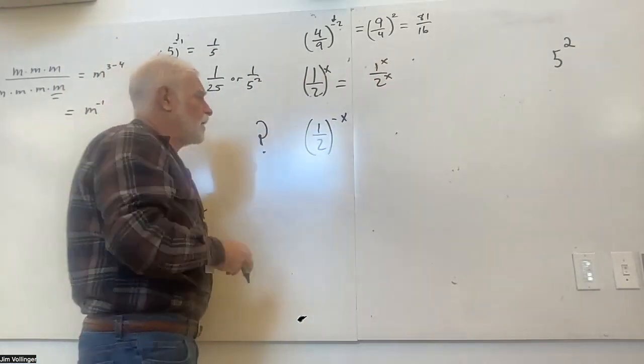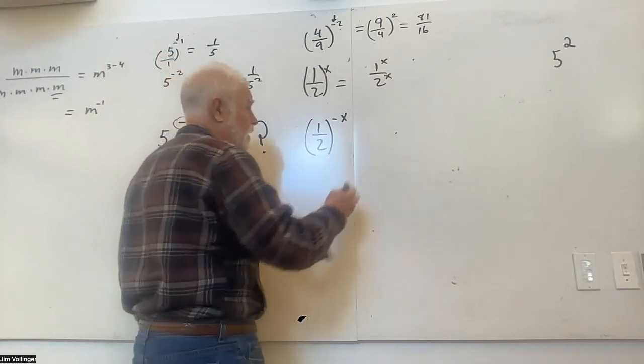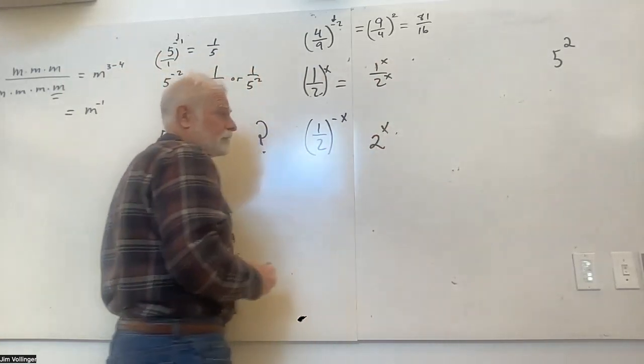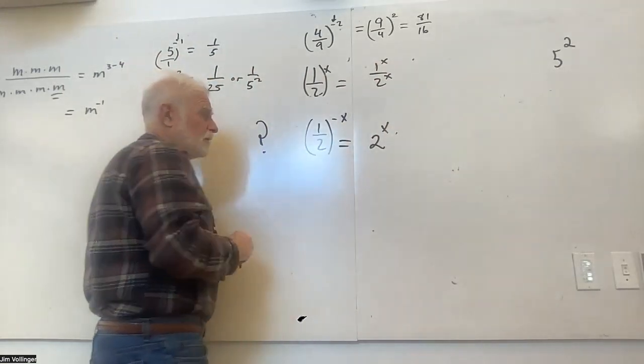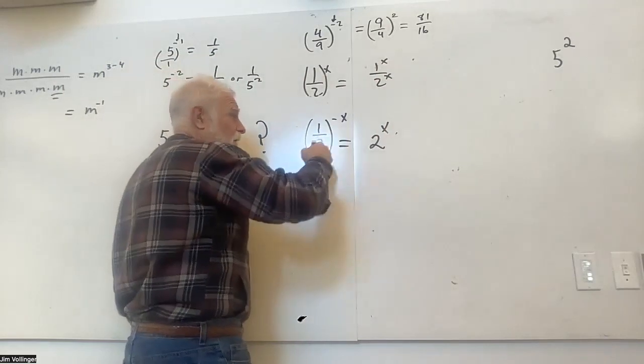So what's another way of writing 1/2 to the -x? 2 to the x. Right? They're the same. So what was an exponential decay problem by the look of it really isn't.